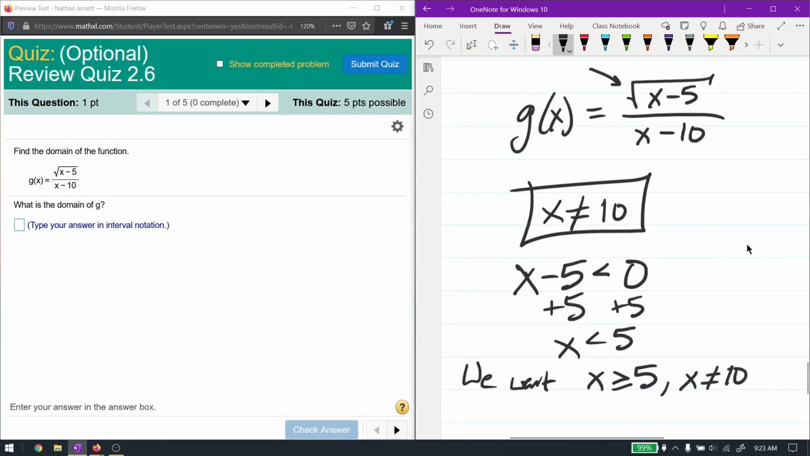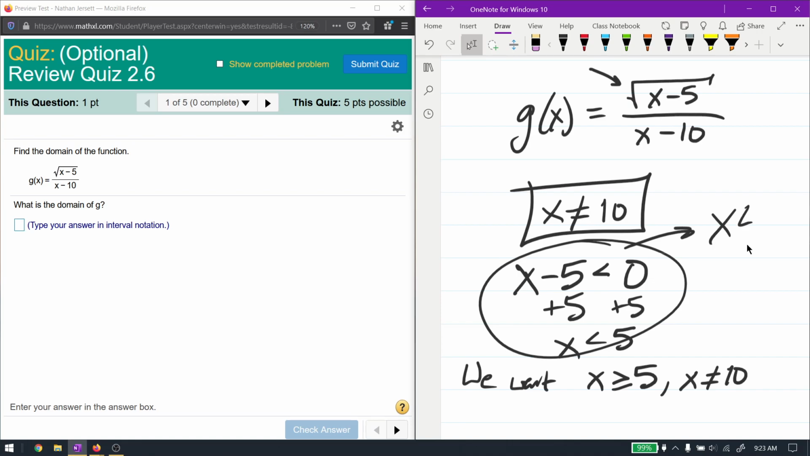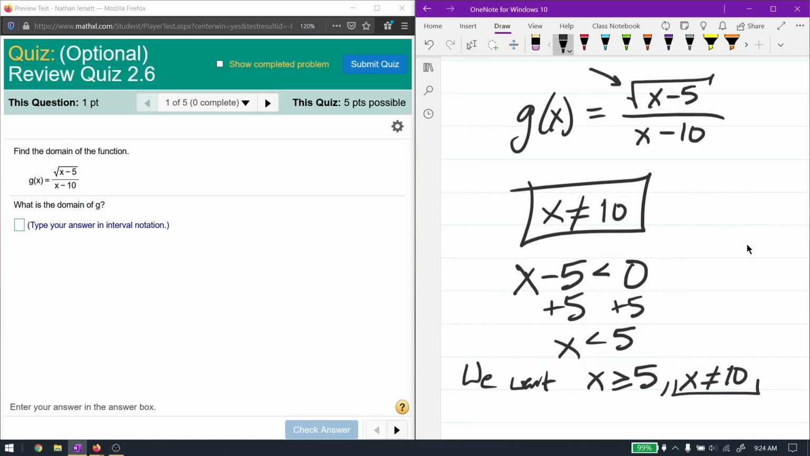If for some reason we found, as a result of this, that x must be less than 2, that inherently includes that x cannot equal 10, because x has to be less than 2. But we did find that x must be greater than or equal to 5, and x equal to 10 is available in that range of values, so we must exclude it as well.